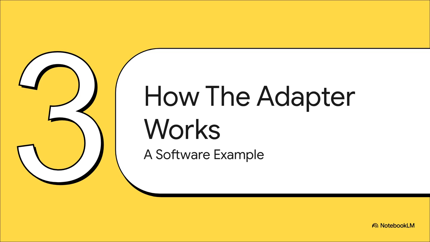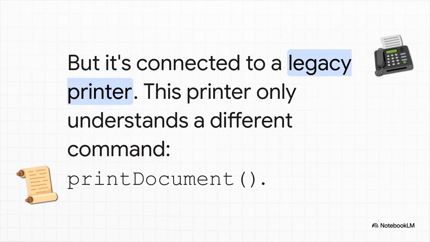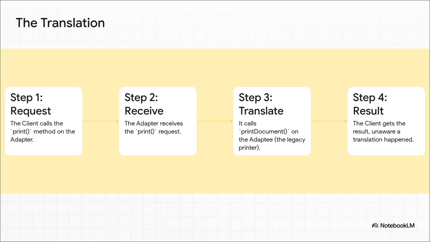Okay, so let's swap out our friends for some code and look at a real-world software example. This is where you can really see the magic happen. Let's say you're building a shiny new system, and part of its job is to print stuff. Simple enough. Your new system is built to use a really standard, simple command, let's call it print function. But the printer you have to connect to? It's one of those older legacy models. You know the type. It's a workhorse, it's reliable, it works great, but it's software. It was built to understand a different command. It's expecting print document function. So boom, incompatible interfaces.